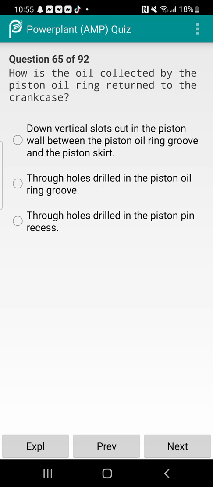How is the oil collected by the piston oil ring returned to the crankcase? Through holes drilled in the piston oil ring groove.